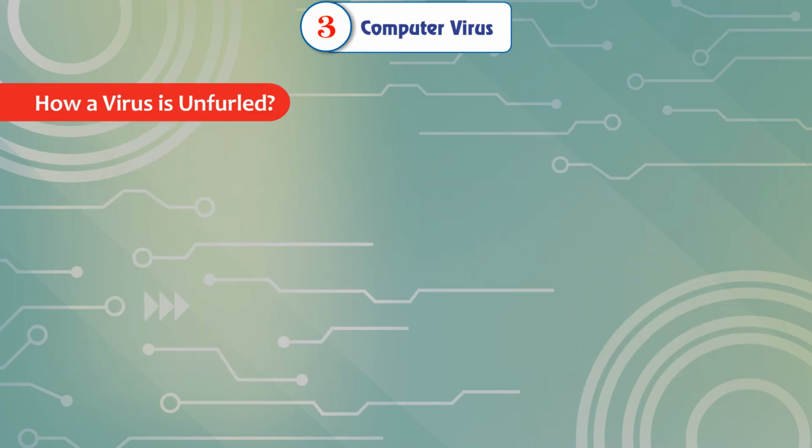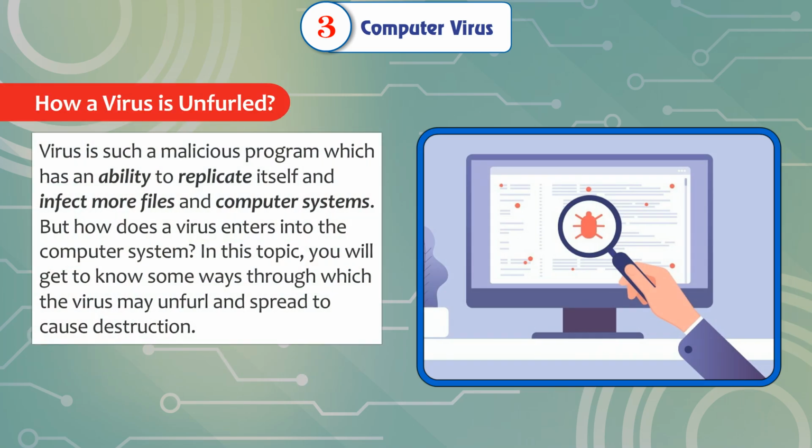How a virus is unfurled. A virus is a malicious program which has the ability to replicate itself and infect more files and computer systems. But how does a virus enter the computer system? In this topic, you will get to know some ways through which a virus may unfurl and spread to cause destruction.